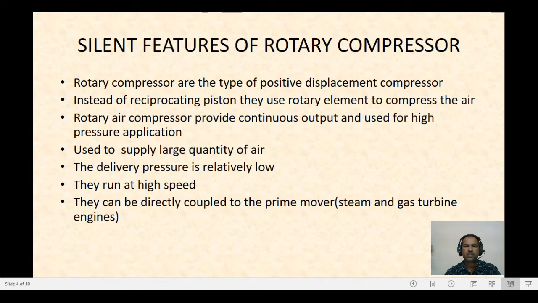The main advantage of the rotary compressor is that it provides a continuous output at high pressure. The rotary air compressor provides continuous output and is used for high pressure applications. The delivery pressure variation is very low compared to the reciprocating air compressor, and in the rotary compressor high speed can be maintained. The rotors run at high speed using different prime movers, just like in steam and gas turbine engines.